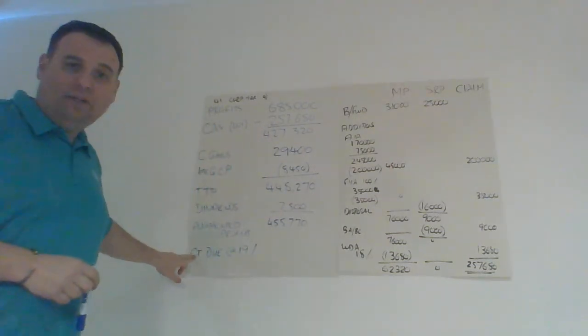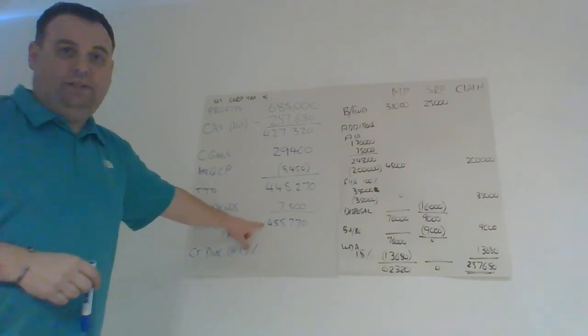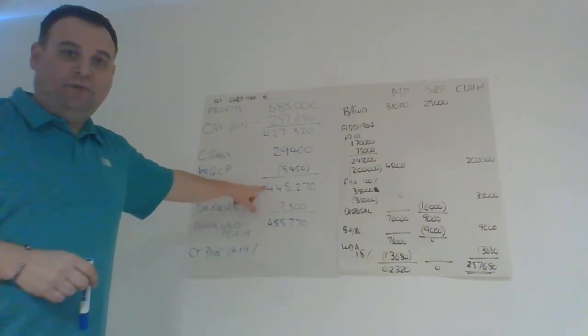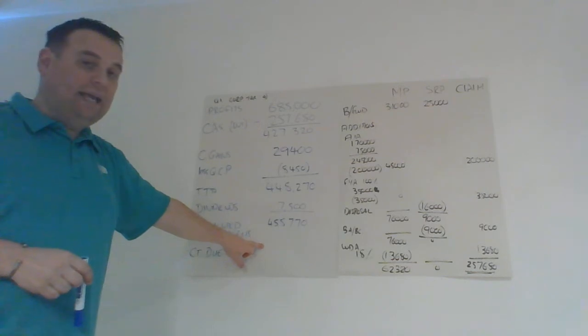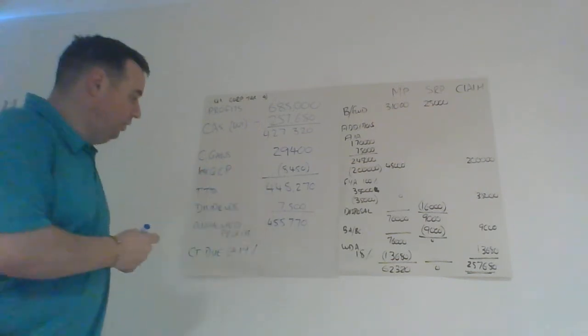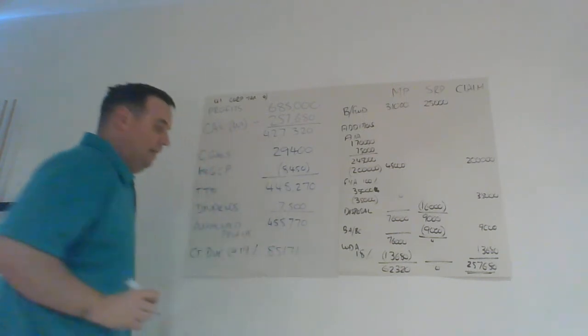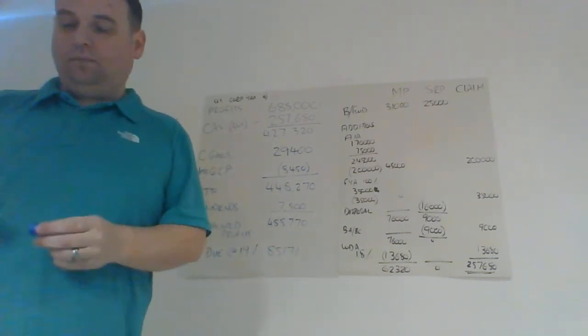At this point, we can calculate our corporation tax due. We do not use augmented profits for tax. We use total taxable profits. So the tax paid is 19% of this figure. That comes to 85171.